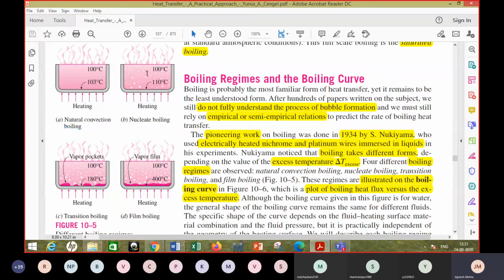Then here it is shown, like here the temperature difference is just 3 degrees Celsius. Okay, so that is not enough to sustain and make the generation of bubbles and the boiling phenomena. So mainly it's natural convection boiling, kind of sensible heating of the liquid taking place and natural convection currents taking place. Then the next step, like when the temperature is 110 degrees Celsius.